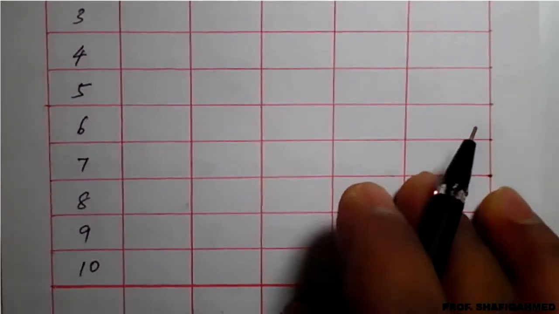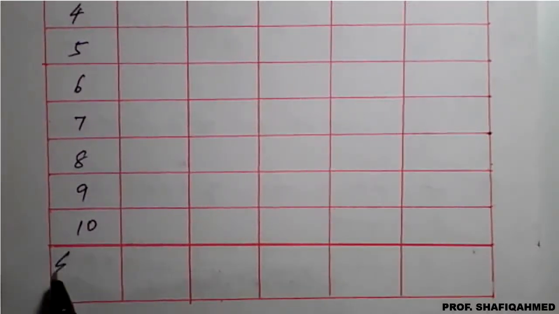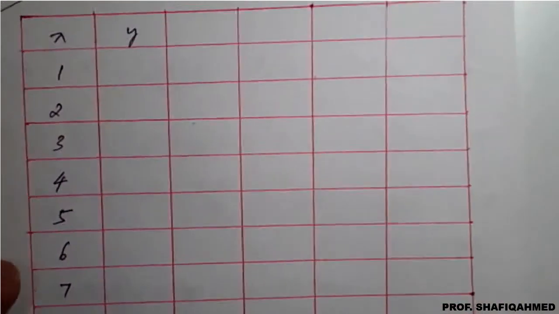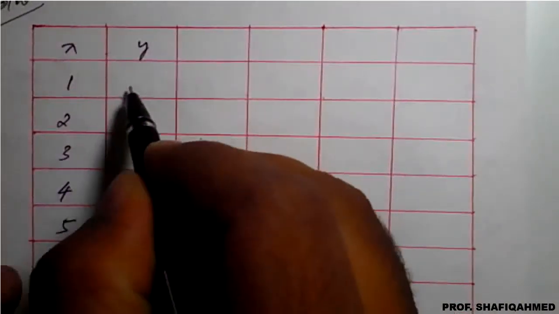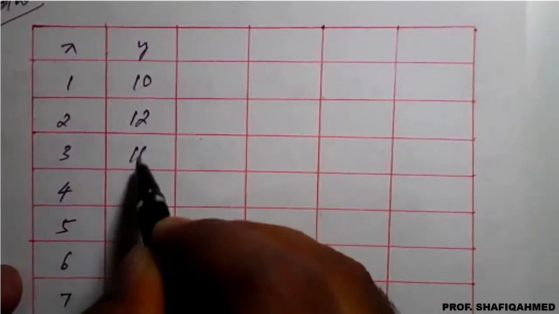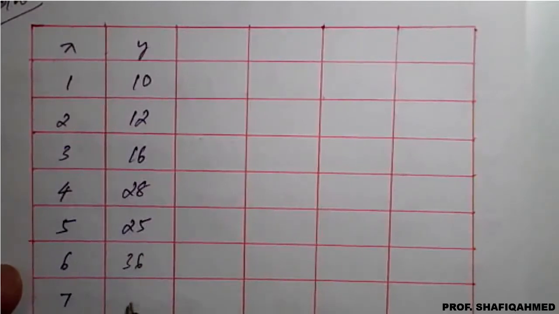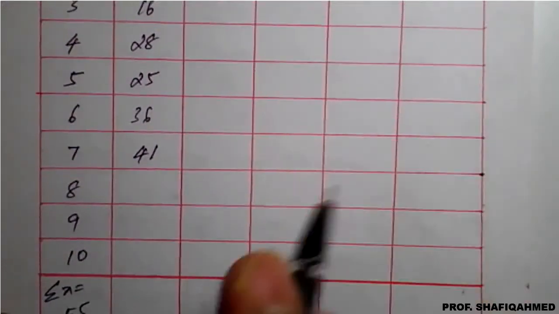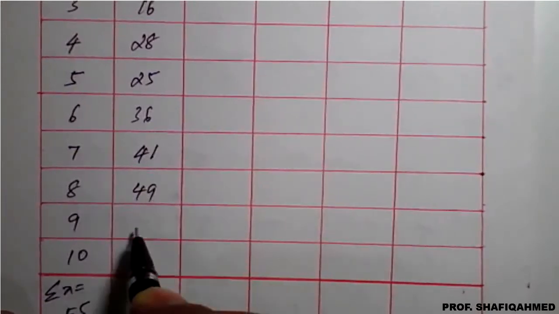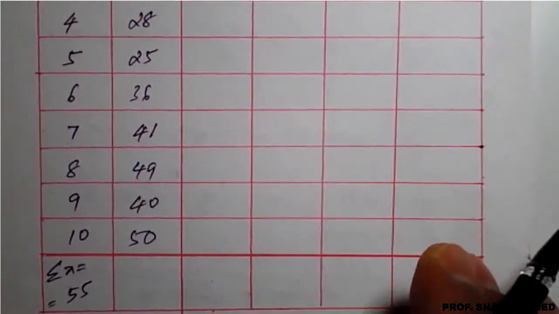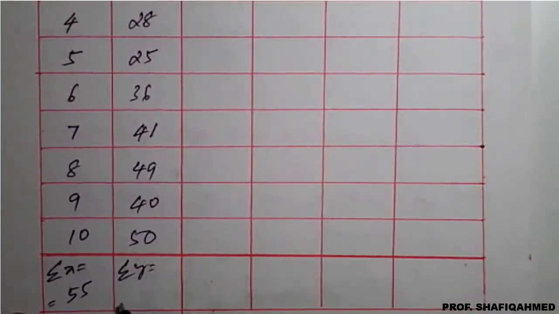Then immediately we'll calculate summation of x. So summation of x will be 55 if you add all of these. Similarly, the values of y will be entered here: 10, 12, 16, 28, 25, 36, 41, 49, 40 and 50. So summation of y will be 307.